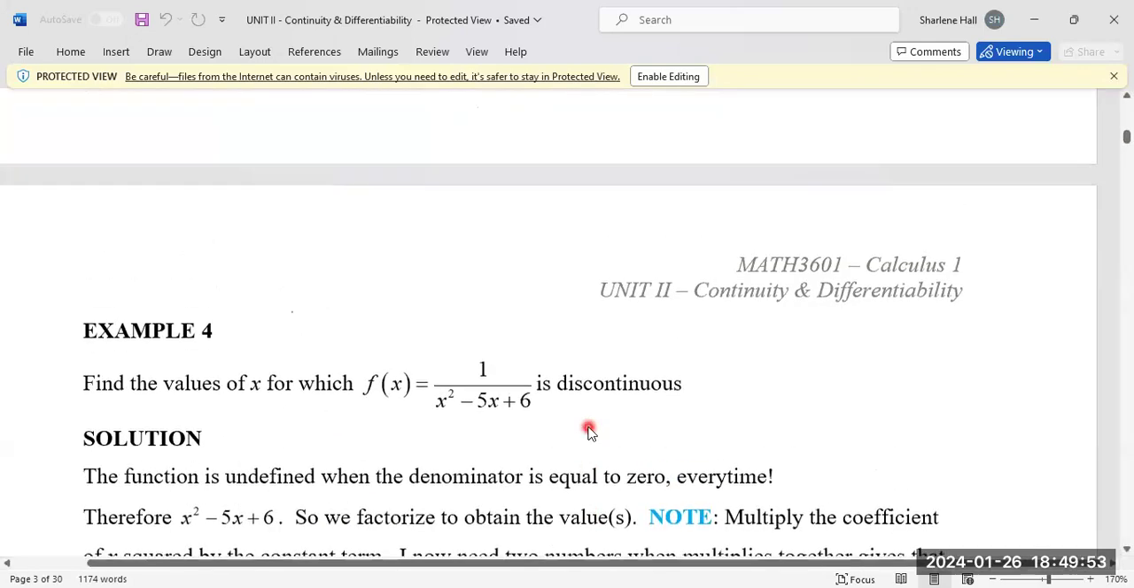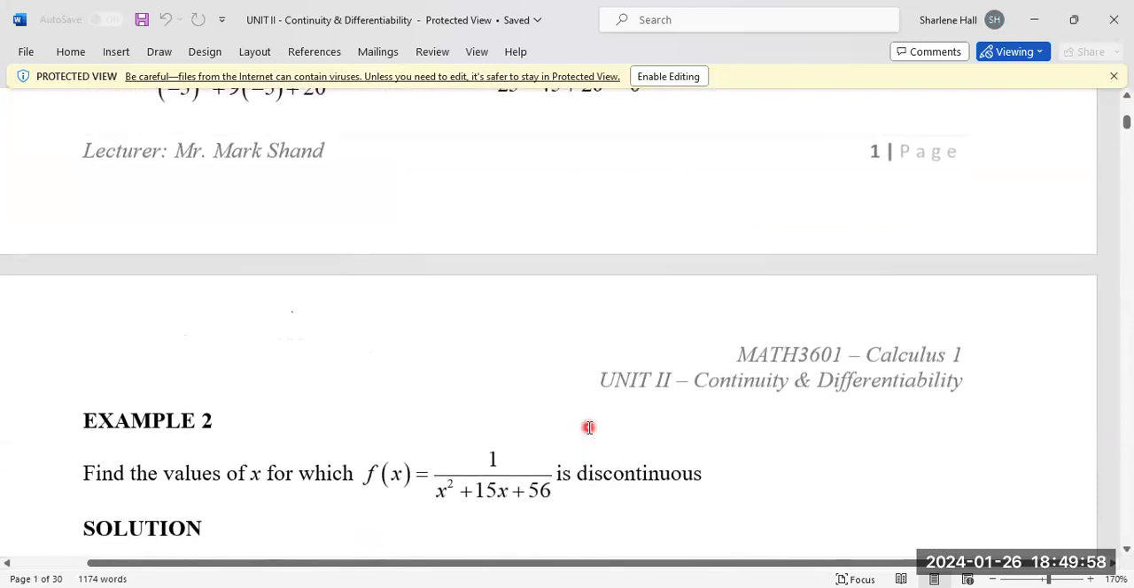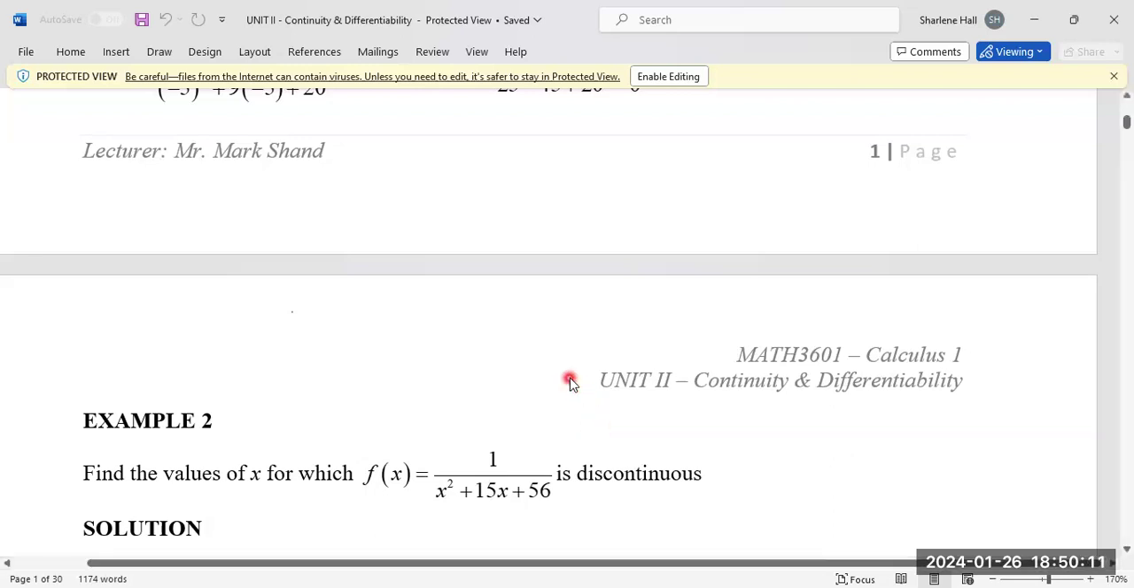All right, so let me give you a question to do for me. It says, find the values of x for which f of x is equal to 1 over x squared plus 15x plus 56 is discontinuous. I'm going to ask that you try that for me, please. I'm going to give you 2 minutes. You must remember how to factorize. So go ahead and factorize this for me quickly, and then we can move into some other practice questions.